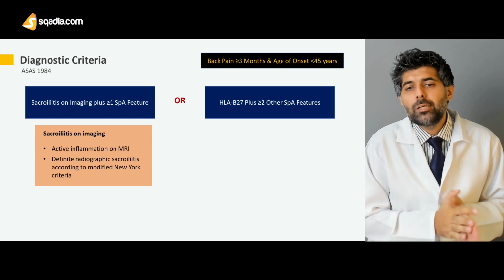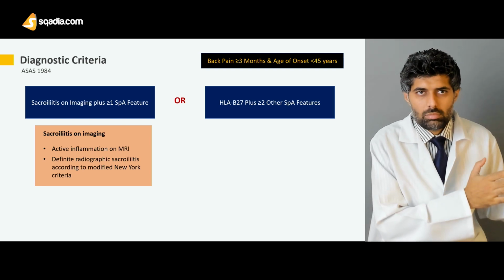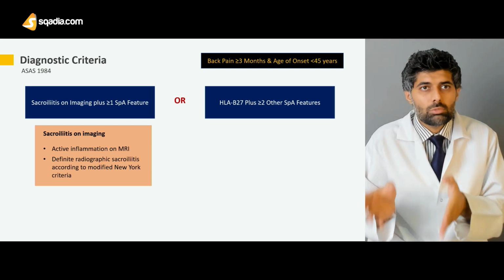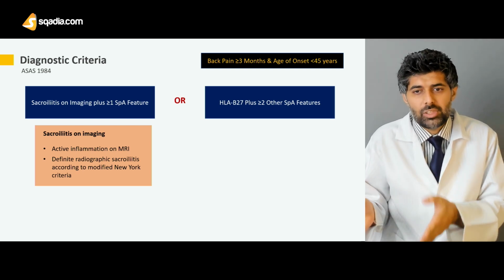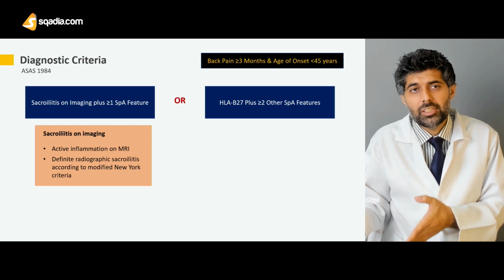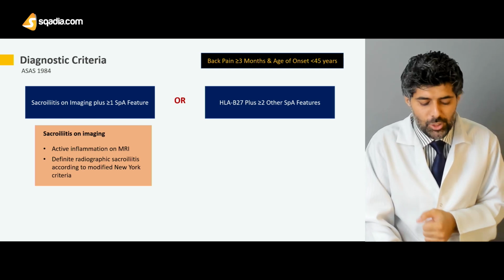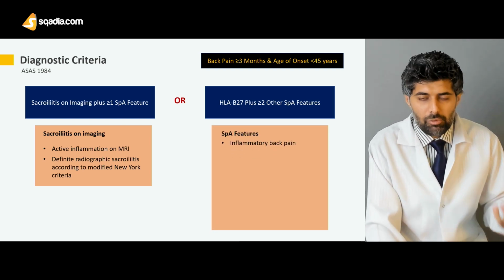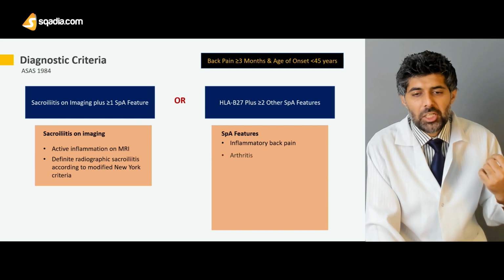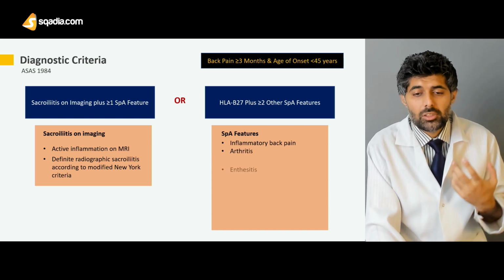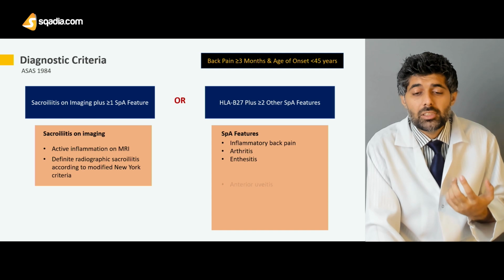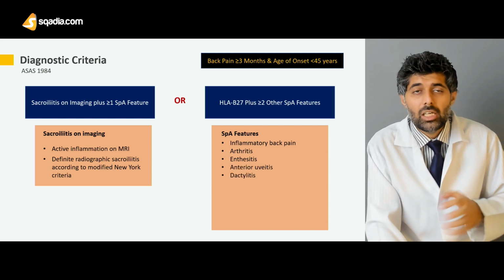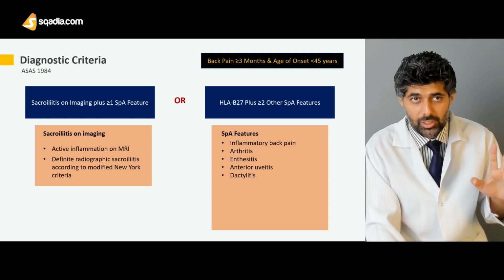has HLA-B27 in his or her bloodstream, along with two or more than two of these spondyloarthritis features. Now, these features may be an inflammatory back pain, it can be an arthritis, it can be an enthesitis, it can be anterior uveitis, dactylitis, that is the inflammation of the fingers.